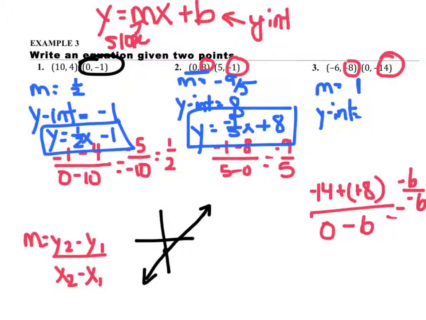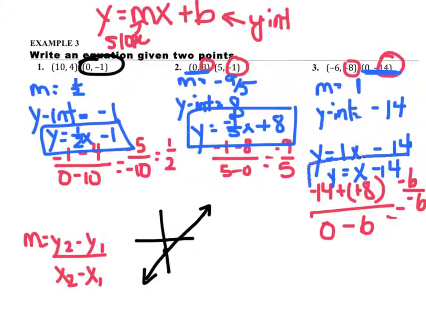My y-intercept, again, I'm going to look for the number that is with x being 0. And so mine is going to be negative 14. So I'm going to have y is equal to 1x, or just x, minus 14. Either way is fine. I could write it like this too. All right, so in this lesson we took a look at how you could write equations given the slope and the y-intercept.